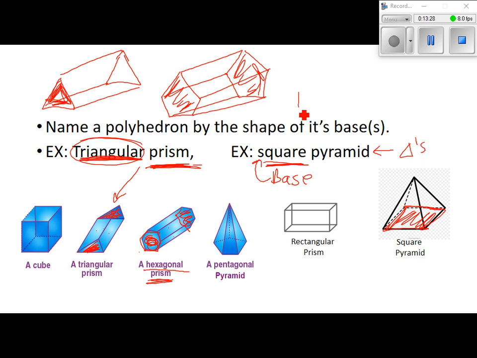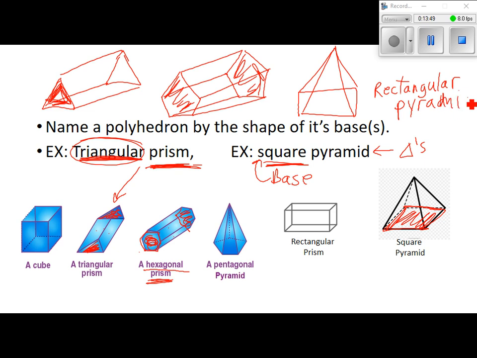So if we had something maybe that looked like this, can't draw these very well, we might call that a rectangular pyramid. Because the base is a rectangle, and all the lateral faces, all the rest of the faces, there'll be four of them, are triangles.